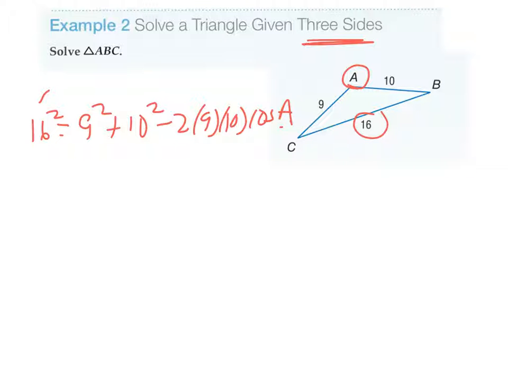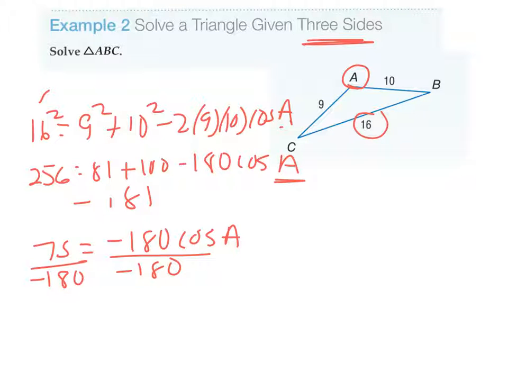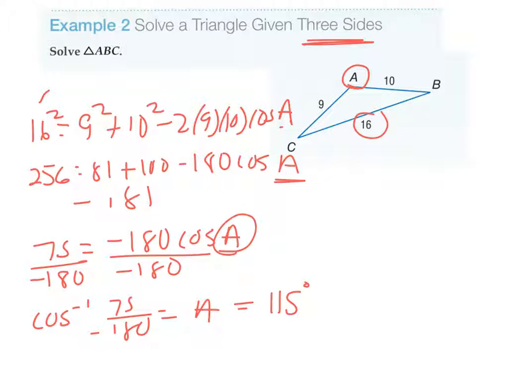Now I'm going to go through the math of this. So we get 256 equals 81 plus 100 minus 180 cosine of A. So now I'm going to get this by itself, so I'm going to undo this, so I'm going to subtract 181, which gives me 75 equals negative 180 cosine of A. So I'm going to divide by negative 180, and I'm trying to find an angle, so I'm going to do the inverse cosine of 75 divided by negative 180 equals A. If I press it in the calculator, I get 115 rounded to the nearest degree. So now I know this angle is 115.